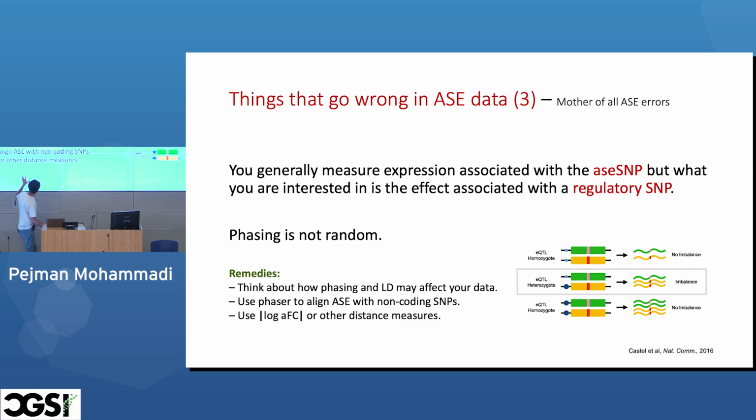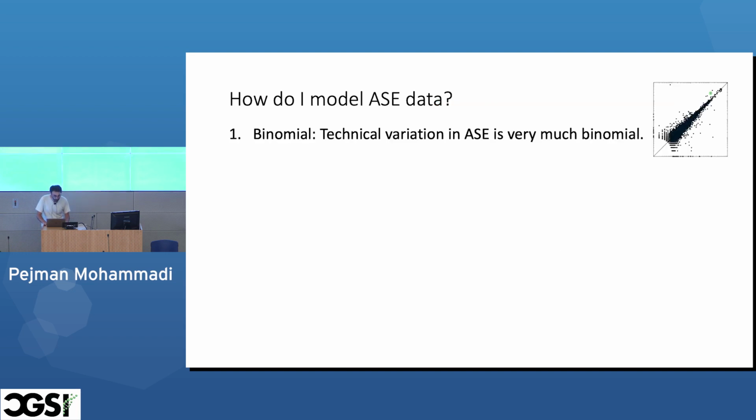Now, if your question is simple, you could use something like Phaser that basically gets rid of that. It harmonizes your ASC and your genotype data, and then you just don't have to think about it, although your phasing is never perfect. Or you would use some sort of distance function that is agnostic to direction. You will lose some power because you're losing the direction, but you don't have to do that sort of stuff.